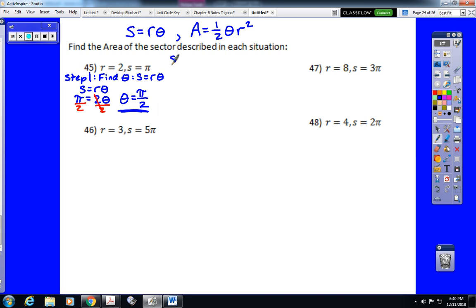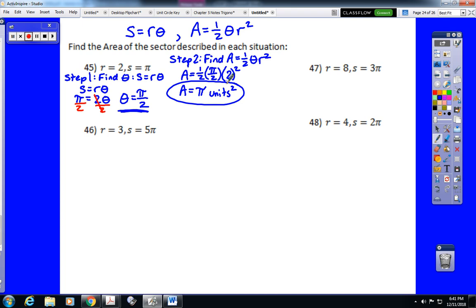Okay? Then we're going to find the area of the sector, which is 1/2 theta R squared. So that would be 1/2 times pi over 2 times the radius, which is 2, squared. Feed that to the calculator. That ends up being pi units squared. Again, you should pause this video and try the next couple on your own.